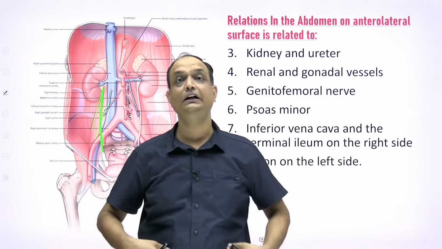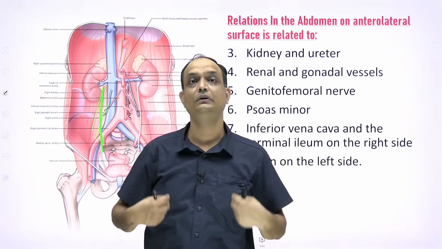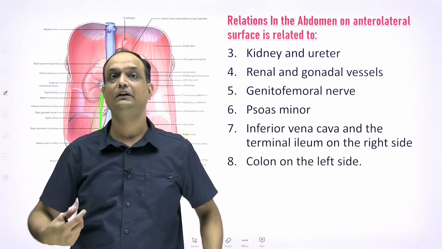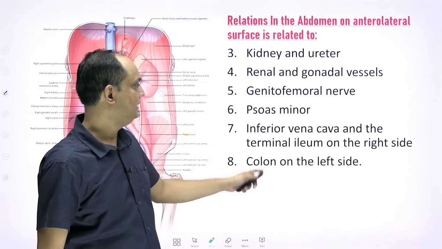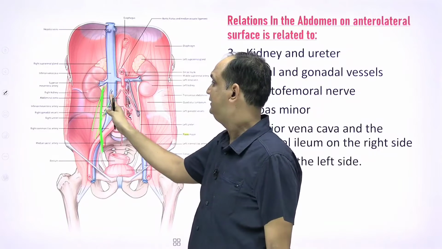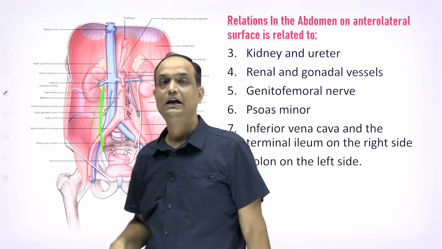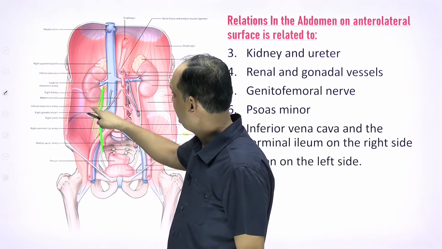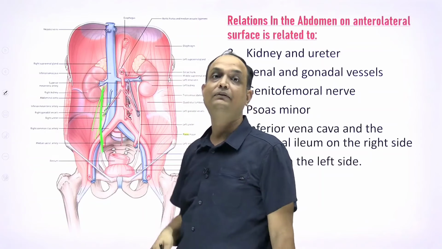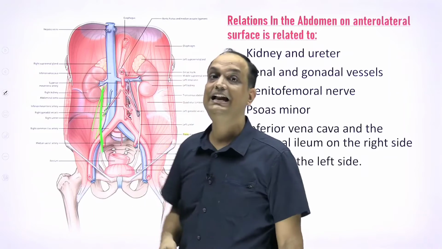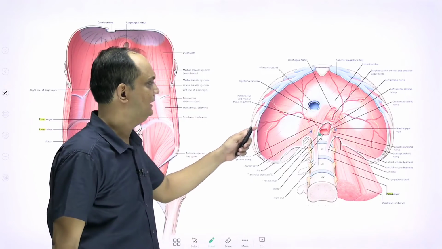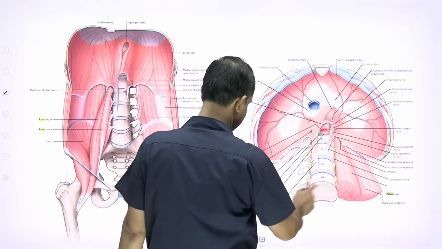Apart from that, anteriorly you have the genitofemoral nerve, which I just told you pierces the anterior surface to come out, and you have the psoas minor, which if sometimes present, runs on the anterior surface. Inferior vena cava and colon: you know that the inferior vena cava is also present, but it is on the right side, it has no relation on the left side. And the colon part is present only in the lower portion. And you have the sigmoid colon, which crosses the pelvic brim, so it comes in relation with the left side of your psoas major.